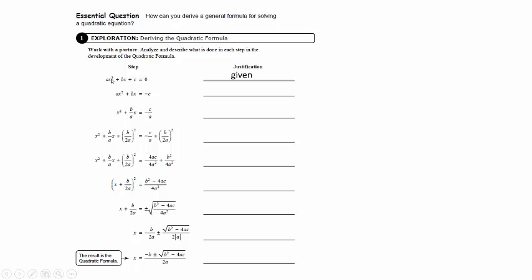So, as always, we start with the given. We're given a trinomial equal to 0, so we have everything on the same side. Then it looks like we subtract c, which is the subtraction property of equality. If you subtract on both sides, you've maintained balance. Then they divided everything by a, so that's the division property of equality. And this step right here uses the addition property of equality. We can add anything we want to both sides of an equation. So that's the justification of what they're doing.